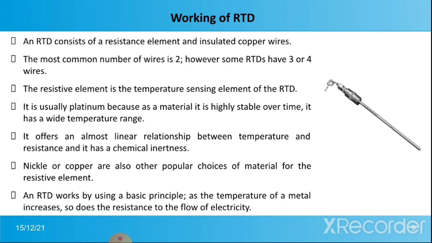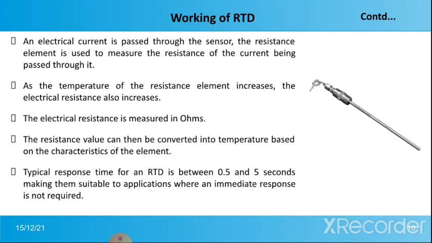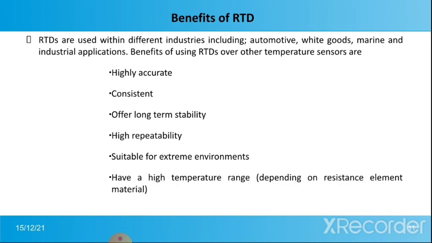An RTD works by using a basic principle. As the temperature of a metal increases, so does the resistance to the flow of electricity. An electrical current is passed through the sensor. The resistance element is used to measure the resistance of the current being passed through it. As the temperature of the resistance element increases, the electrical resistance also increases. The electrical resistance is measured in ohms. The resistance value can then be converted into temperature based on the characteristics of the element. Typically, response time for an RTD is between 0.5 and 5 seconds, making them suitable to applications where an immediate response is not required.